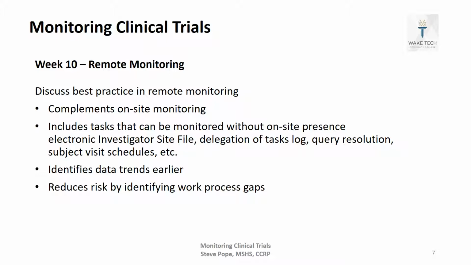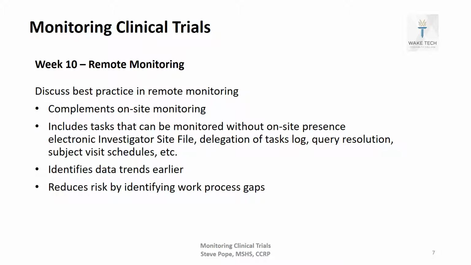Things like the delegation of task log. We can ask the site to email us their site delegation log. And we can begin to review that and make sure that people that have been delegated certain tasks are indeed eligible to perform those tasks. We can identify a number of errors just by having access to that soon in the process and eliminate those errors.